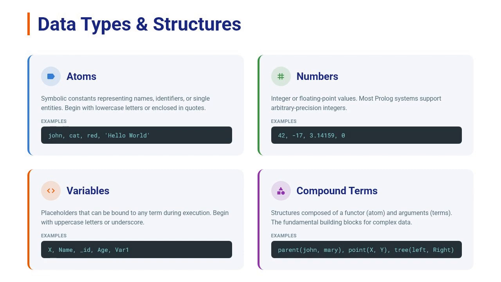Variables begin with an uppercase letter or an underscore. They serve as placeholders that can be bound to any term during program execution. Variables in Prolog are similar to variables in mathematical logic. They can only be bound once, making them single assignment. Compound terms are the most complex type. They consist of a functor, which is an atom, followed by arguments, which are also terms. For example, parent(john, mary) is a compound term with a functor parent and 2 arguments, john and mary.